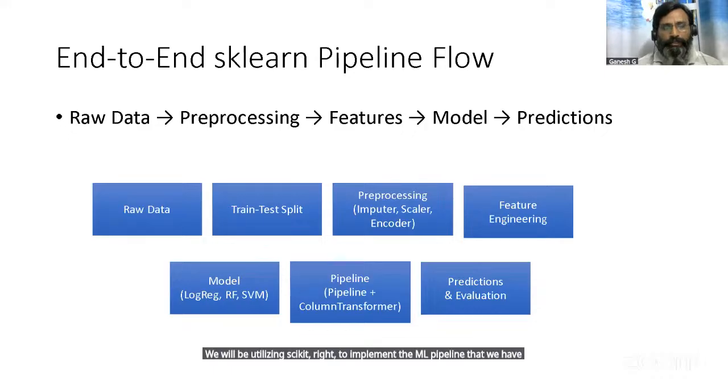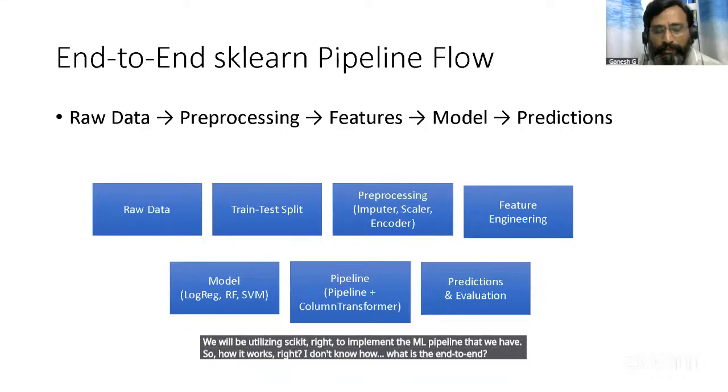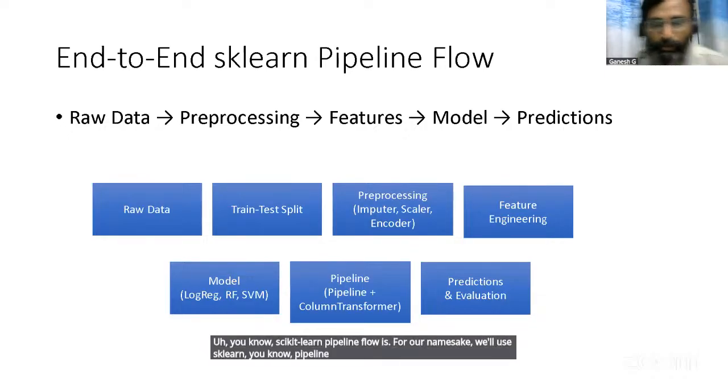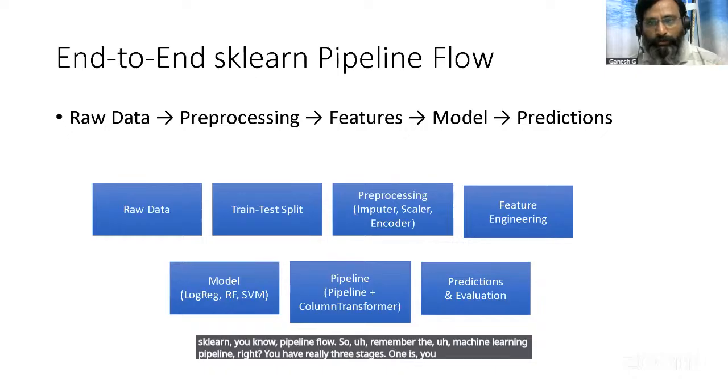So how does it work? What is the end-to-end scikit-learn pipeline flow? For namesake, we'll call it the sklearn pipeline flow. Remember the machine learning pipeline, right? You really have three stages: input data, process it, and then execute, which is the output. That's how the machine learning pipeline is at a high level.